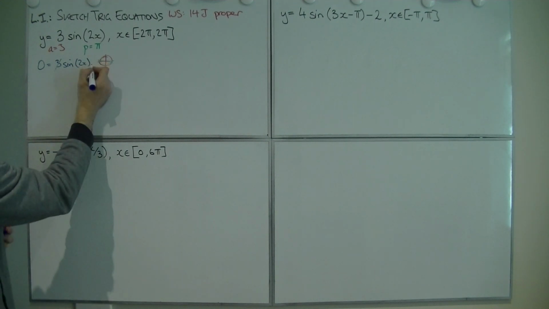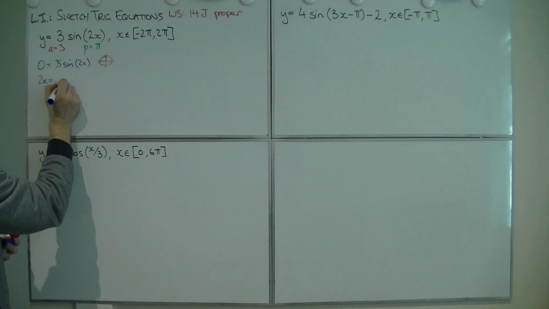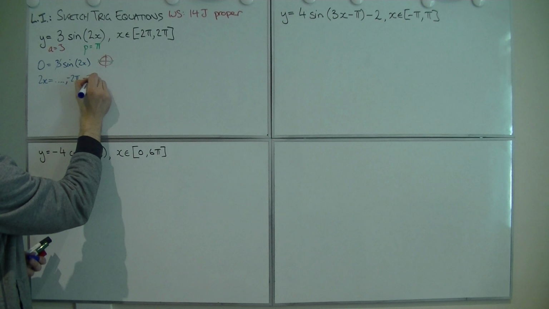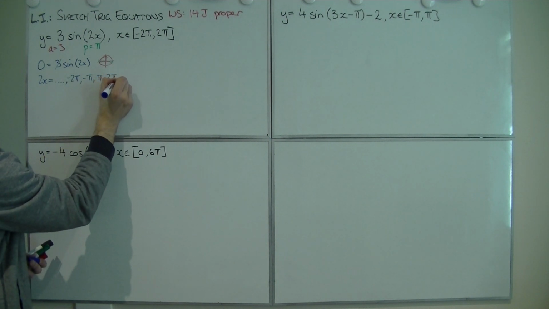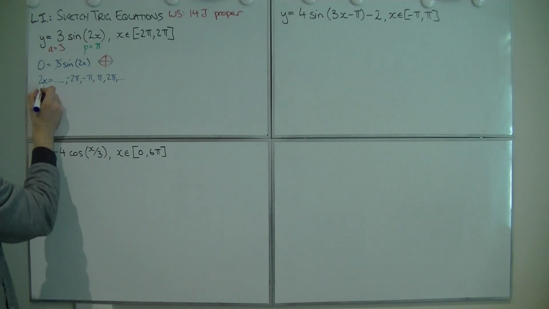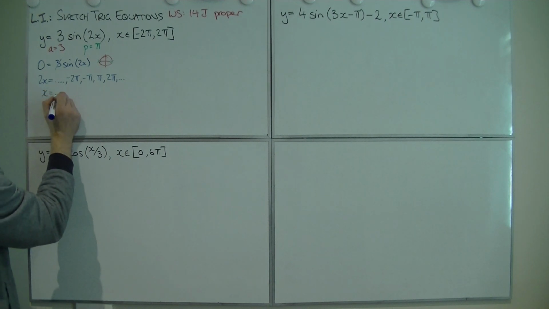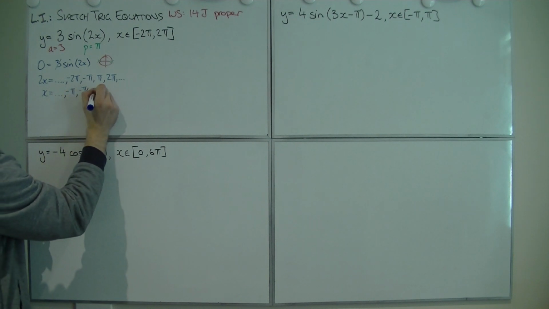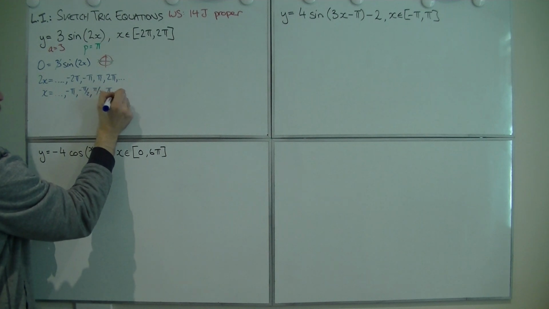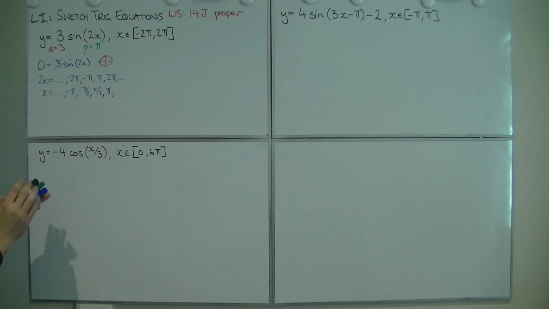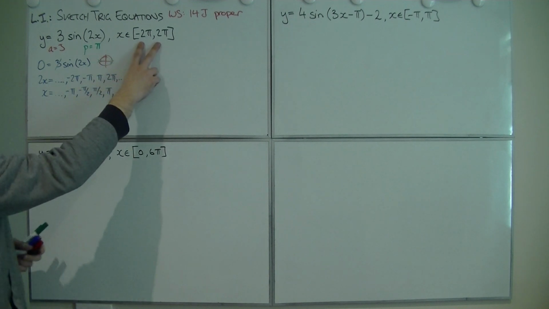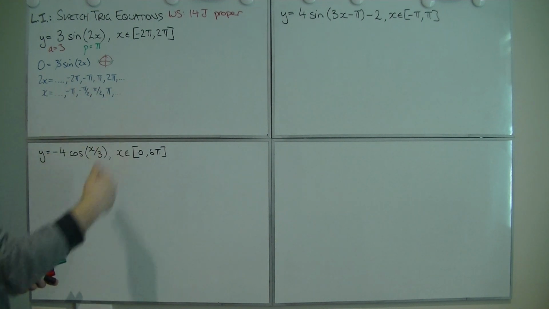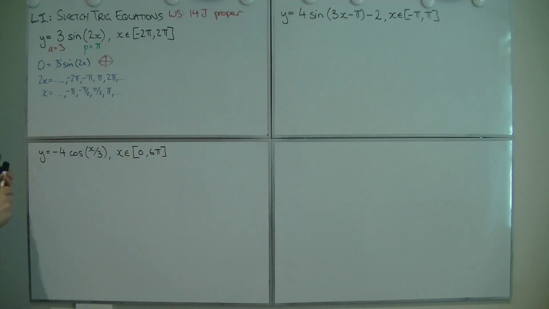That means that 2x must equal all the multiples of pi, so I'll just put negative 2 pi, negative pi, pi, 2 pi, dot dot dot. We still need to divide by this 2: negative pi on 2, pi on 2, pi, and so on. So we've got the basics of this. We need to go up and down to positive and negative 2 pi. That's a pretty obvious pattern, it's just going up and down by halves. We'll deal with that in a second.